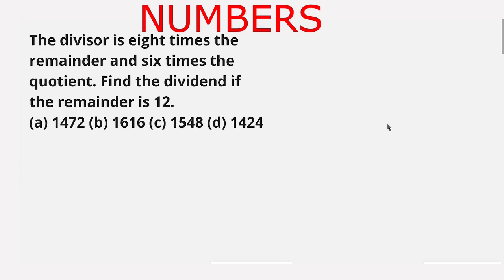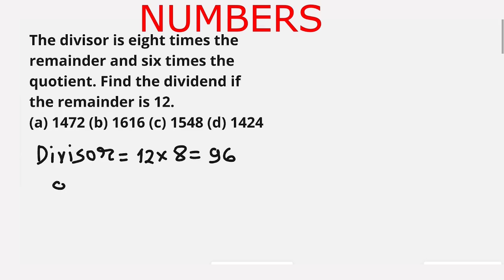It is given that the divisor is 8 times the remainder. It means divisor equals 12 times 8, which is 96, and divisor is 6 times the quotient. So divisor is 96 and it is 6 times quotient, so it is 6 times q. This gives q equal to 96 divided by 6, which is 16.